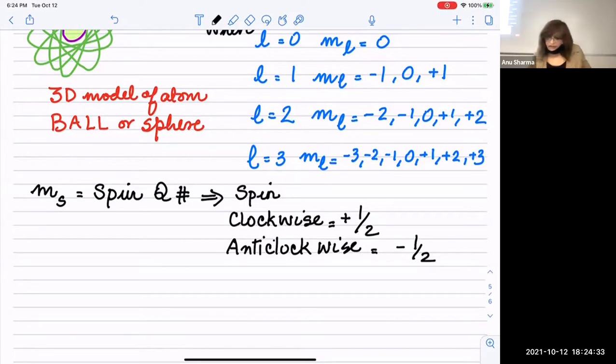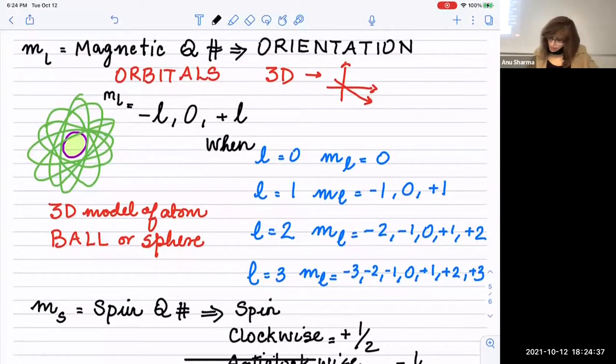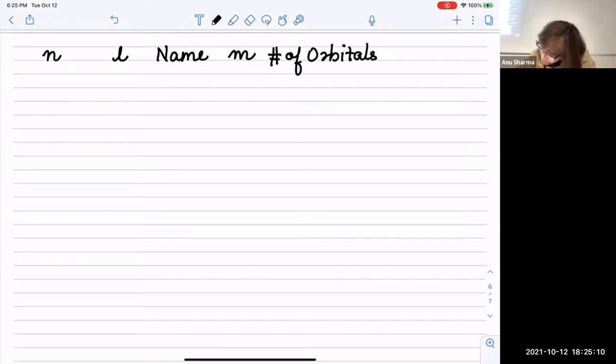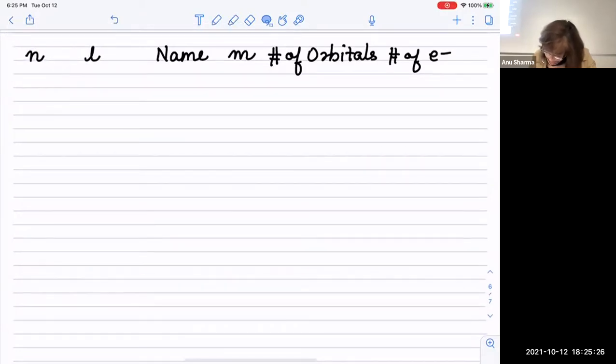So now let's start looking at these problems. I'm going to do one big one for you and then you guys can go from there. Let's look at this: N, L, the name, then comes the M, number of orbitals, and number of electrons. Okay, I just need more space here.